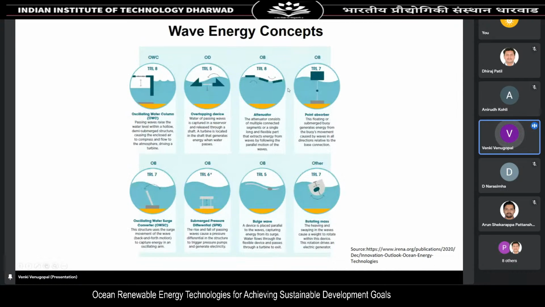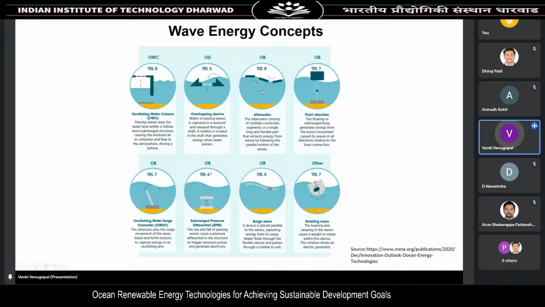Similar to the tides, we have wave energy concepts. We have oscillating water column. This was tried in India in 1994 or 95. And we have overtopping type device. The waves overtop the device, and the water is being collected in a reservoir, and then it is allowed to pass through a low head turbine rotating a generator producing electricity.